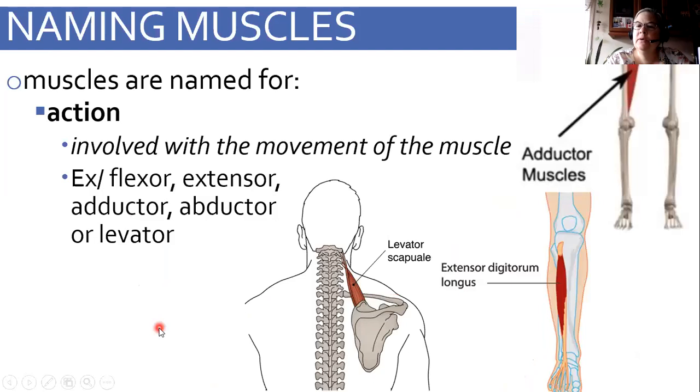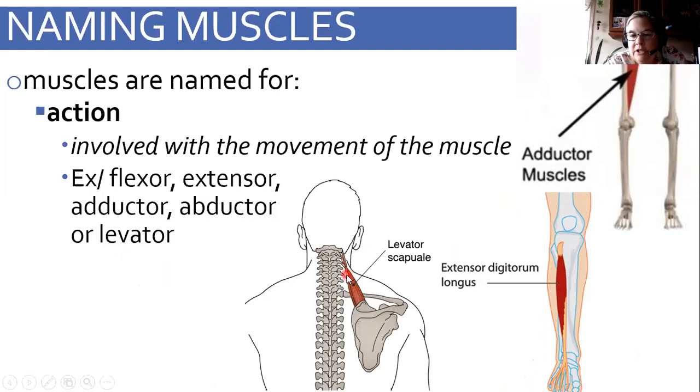We can name muscles with what action they have in our body. So we've talked about different actions when we talked about movement, and you guys had to do a practical on that. So levator, well, levitate, to rise. So these muscles cause things to rise. So if we look at this muscle here, and you don't have to memorize the names of these muscles, you just have to know different ways muscles are named.